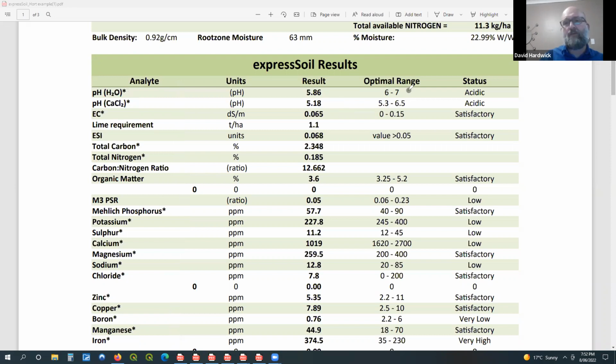And you can see they've given a range. For water, it's between 6 and 7. For calcium chloride, they want you to be over 5.3. So in this case they're saying this soil is slightly acidic. It's not super acidic compared to the other one, which was like 4.3 or something. This one's 5.18, but they're saying for veggie growing, or this particular crop, you should be over that 5.3. So it's kind of marginal.